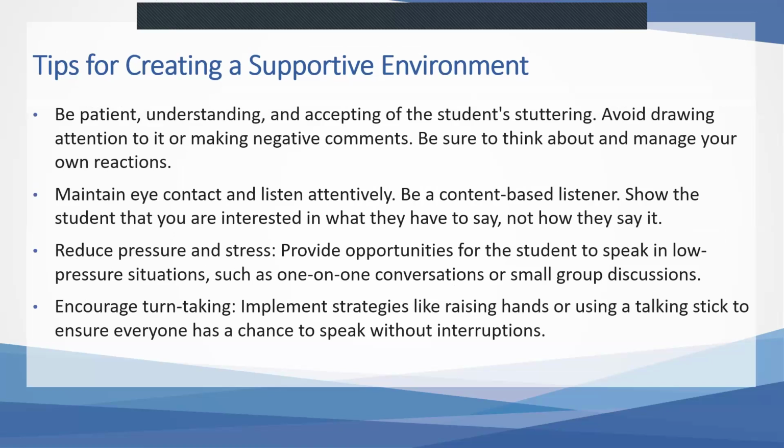We're going to be patient, understanding and accepting of the student's stuttering, avoid drawing attention to it or making negative comments, and be sure to think about how we manage our own reactions. So if a child is blocking, they're closing their eyes, they're not able to get words out, we try our best to keep eye contact, remain calm, and to not make any faces or adjustments. We just try to continue to communicate with them by giving them our attention. So maintaining that eye contact and listening attentively.